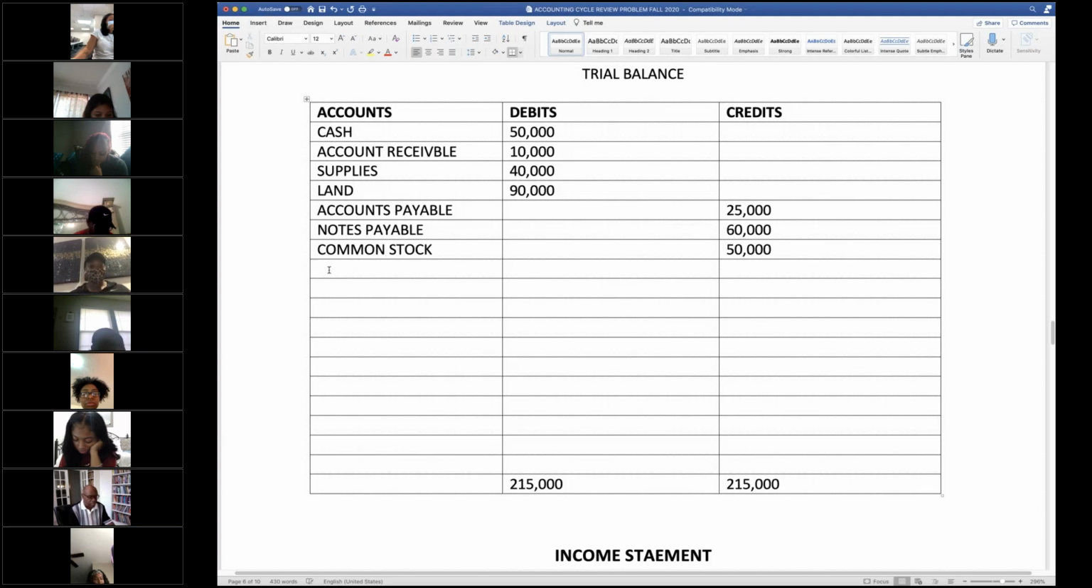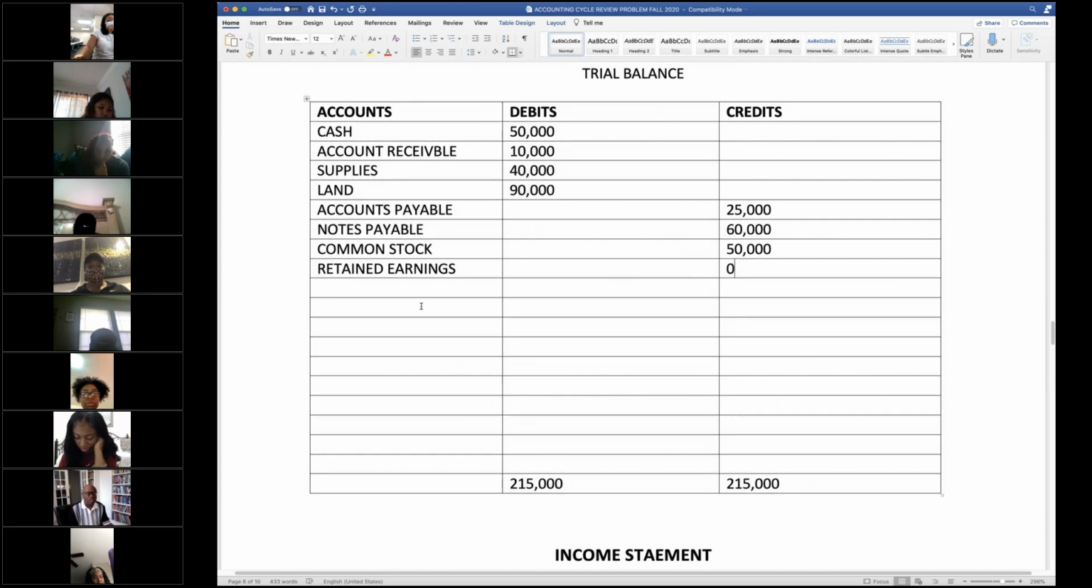And I'm going to put the retained earnings account in, and right now it's got a zero balance. Then I'm going to skip down a line and put dividends here. How much is dividends? 10,000 credited. I mean debited. Debited.